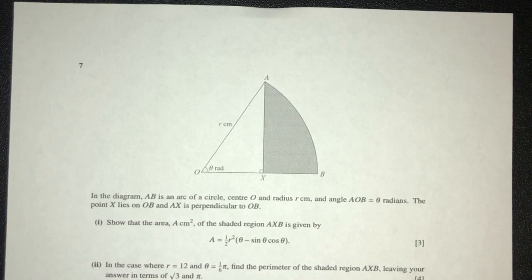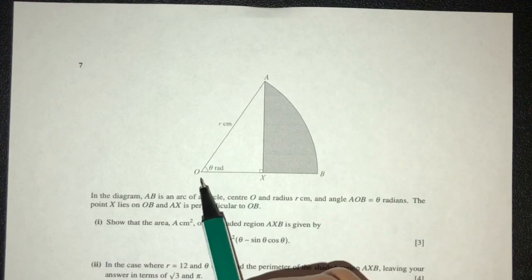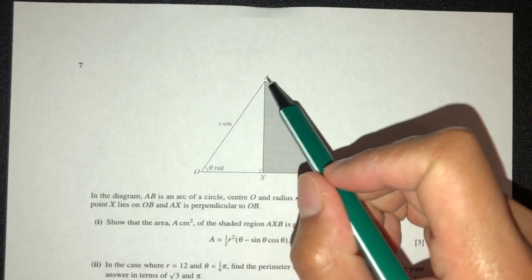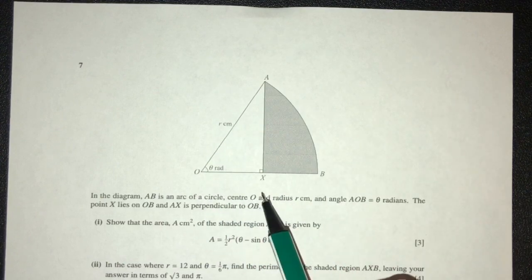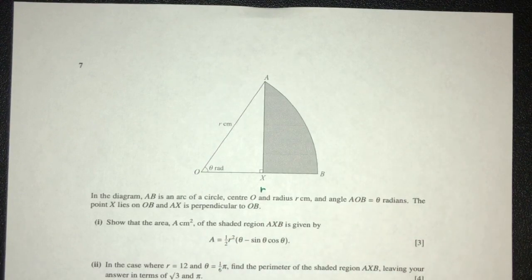So moving on to the next question. In this diagram we have AB is an arc of a circle, this one right here. Now the center is O and the radius is R. So this is R. Well, this will also be the radius, right? Because they are the radius, arc. This will be a sector of a circle.